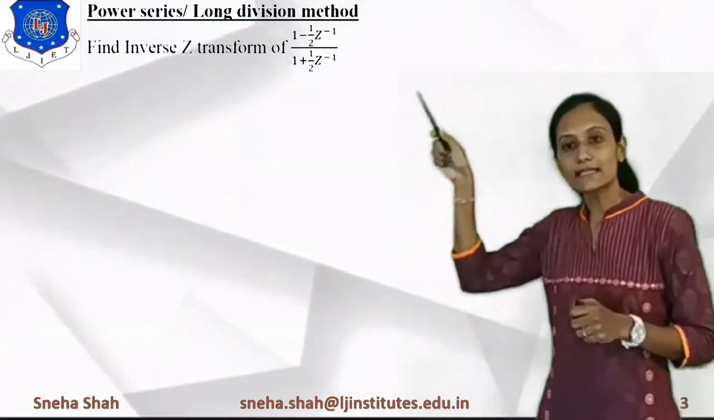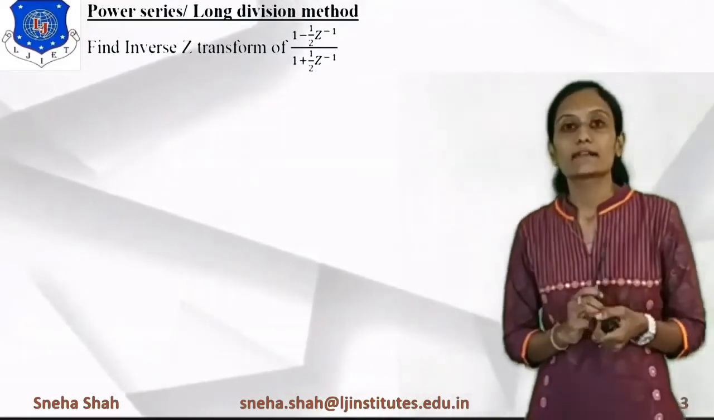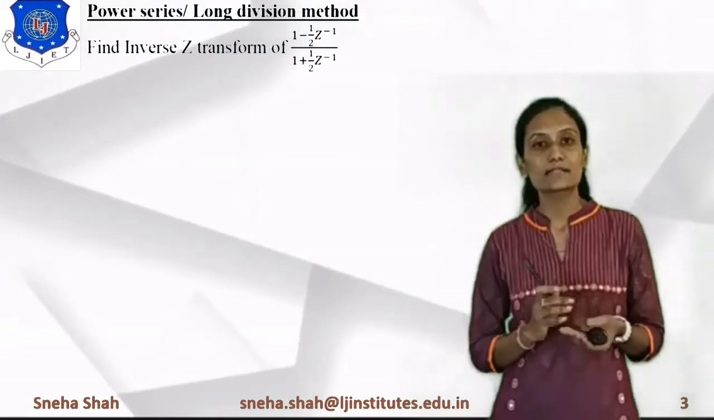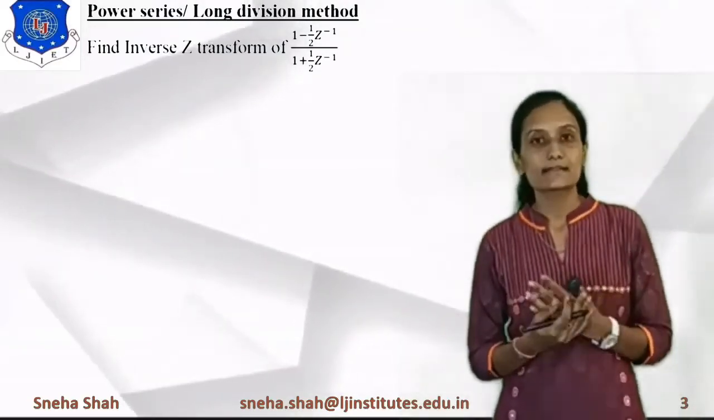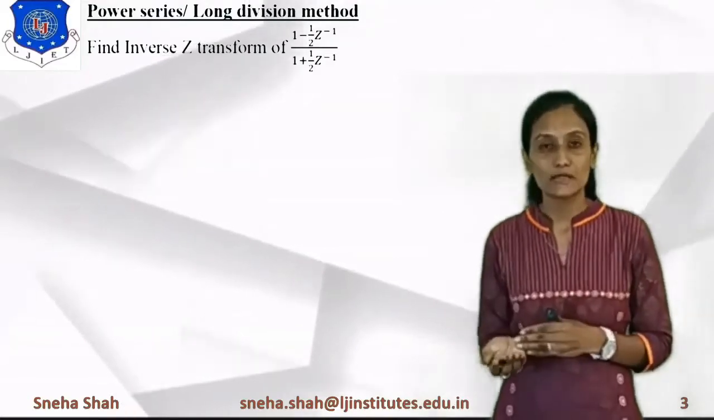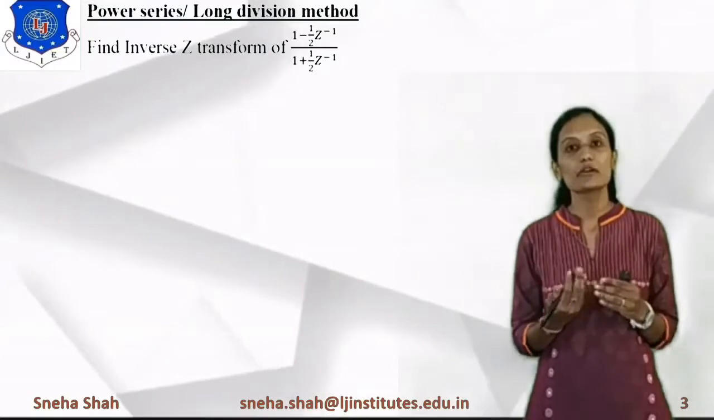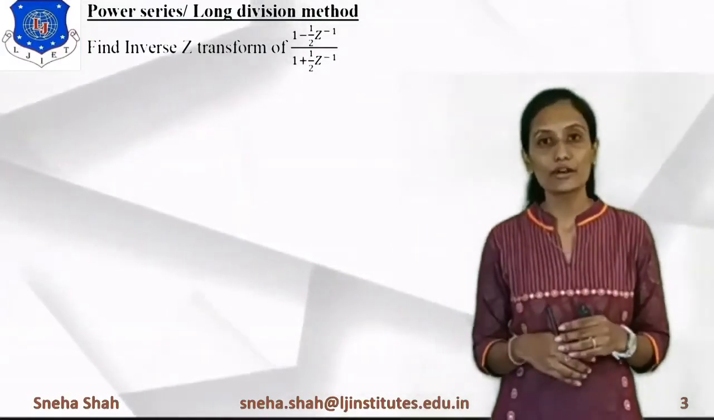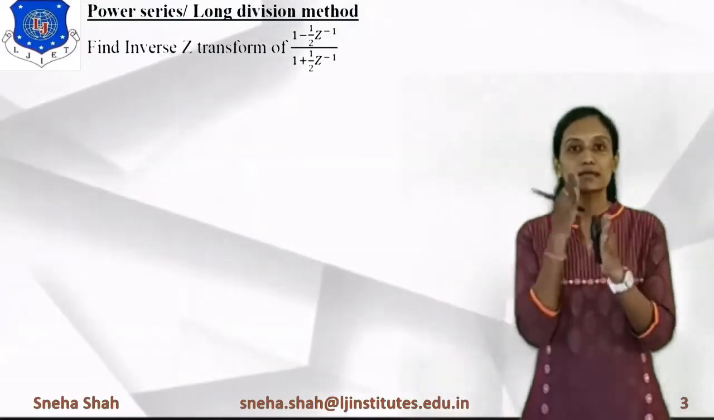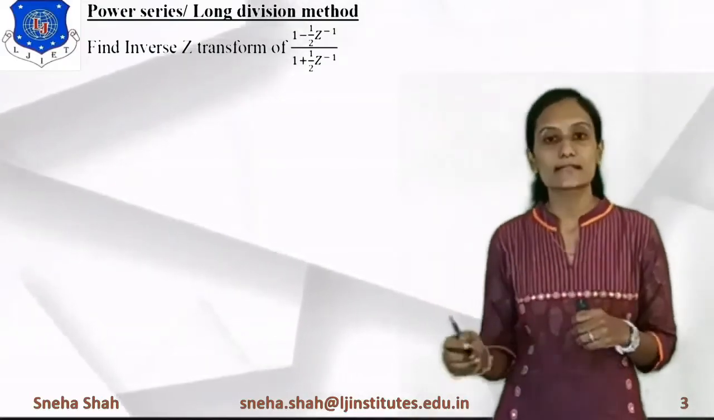Now you can see that in this example no ROC is given to you. So if no ROC is given to you, then we consider it as a causal sequence, and if it is a causal sequence, then the answer will be in the form of u of n. If we are solving by using the power series or long division method, then the answer ranges from 0 to infinity. So how are we solving this example?